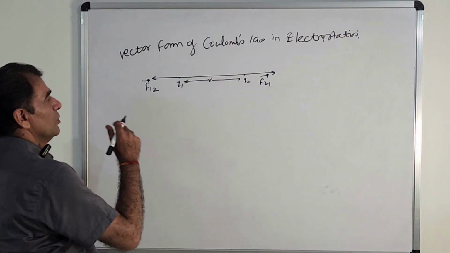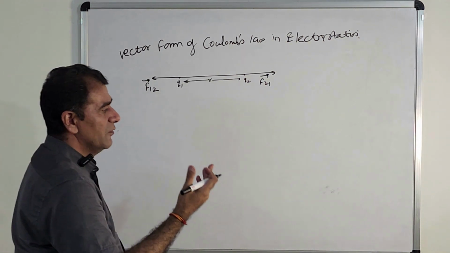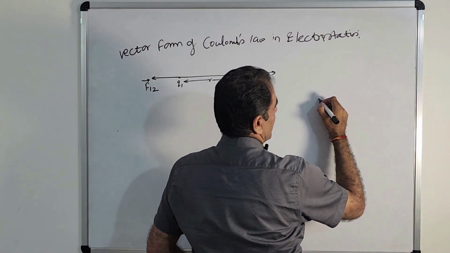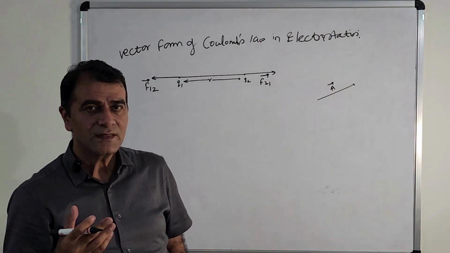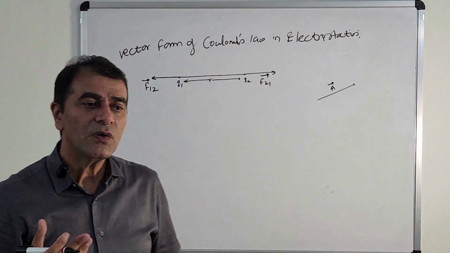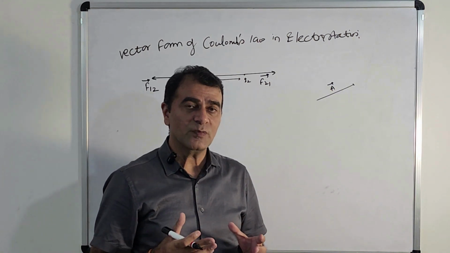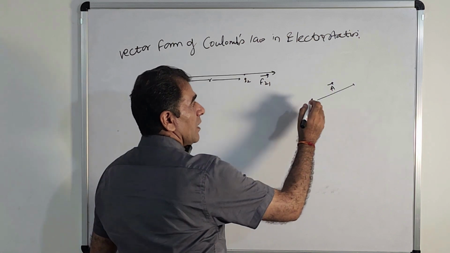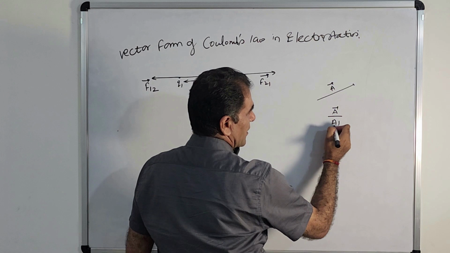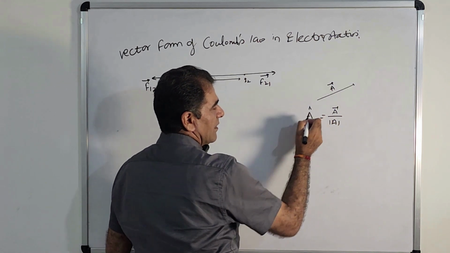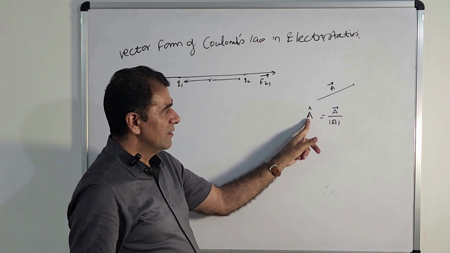Right, so let us suppose the unit vector. Now what is a unit vector? You know what a vector is. Let us say this A is a vector. A vector is basically a pointer which shows the direction. So if A is a vector, then this vector A divided by its magnitude is called the unit vector of A.